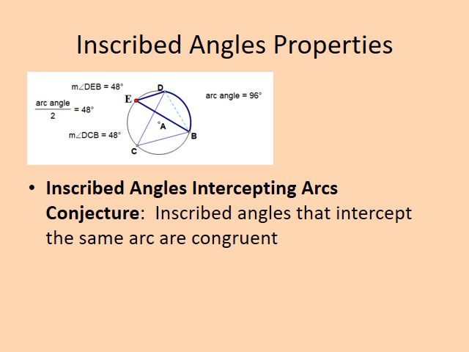What we just did leads us to our next conjecture. The inscribed angles that intercept the same arc are congruent. So we just moved the angle around and discovered that however we moved it, the arc angle remained the same and the inscribed angle remained the same.